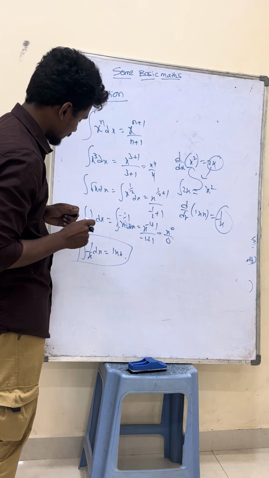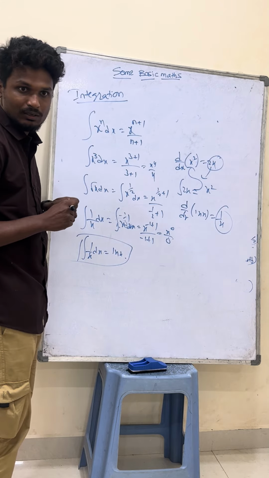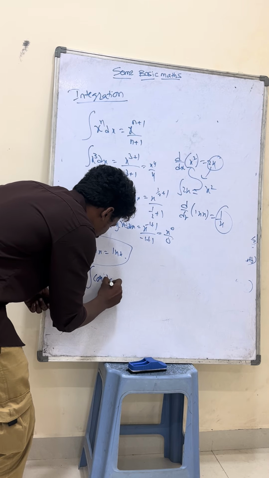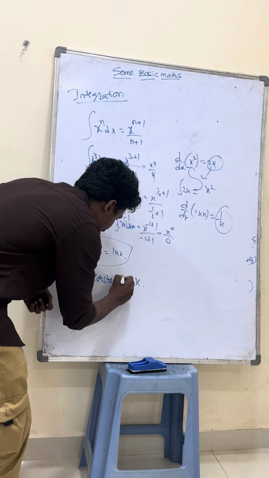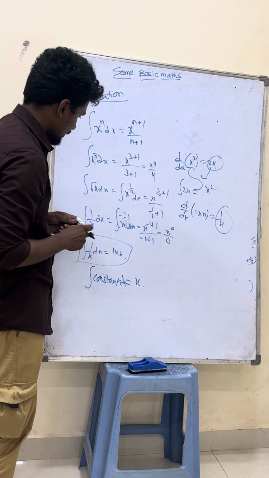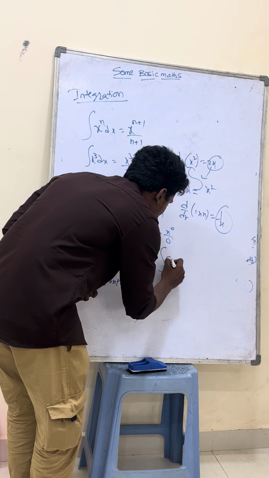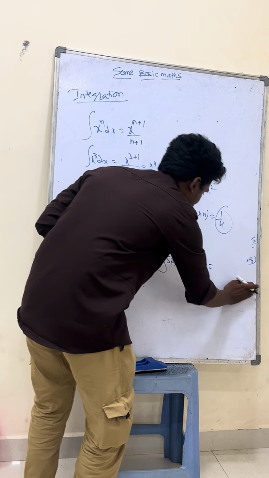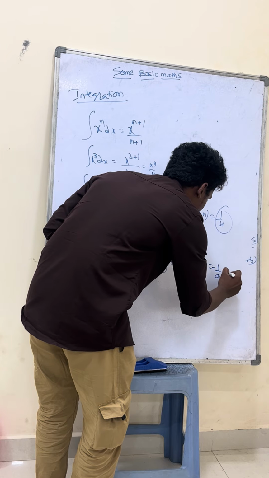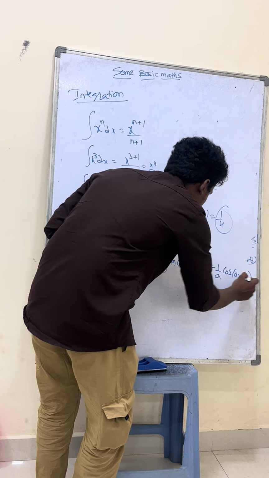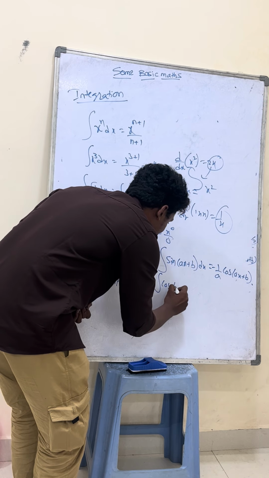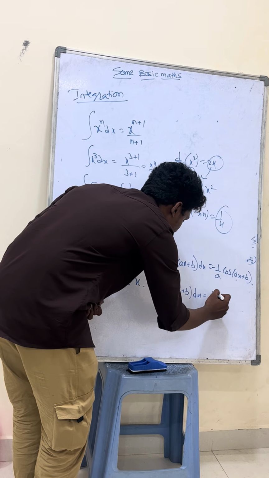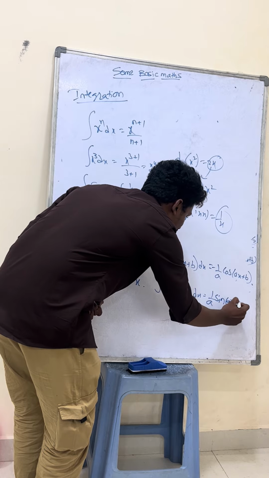And what else we got? We got integration of constant. Integration of constant dx is equals to x. And we got integration of sin ax plus b dx, that is minus 1 by a cos ax plus b. And integral cos ax plus b dx is equals to 1 by a sin ax plus b.